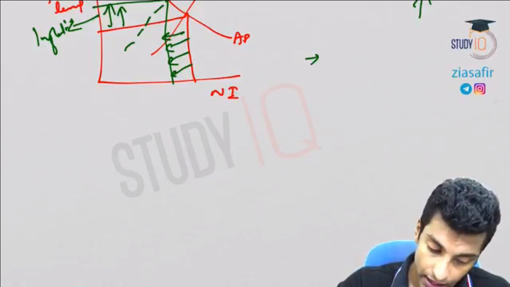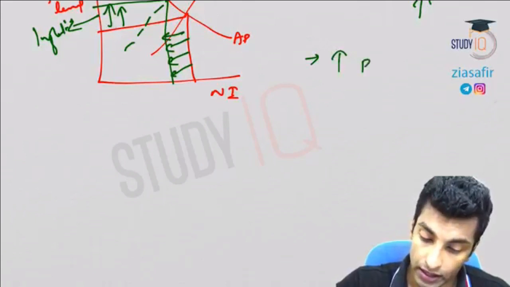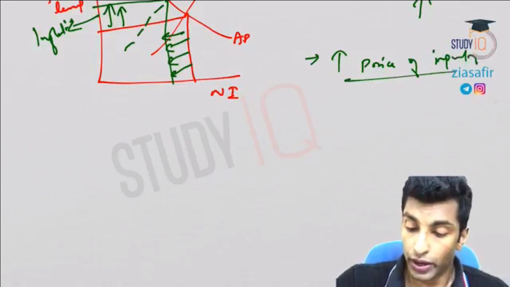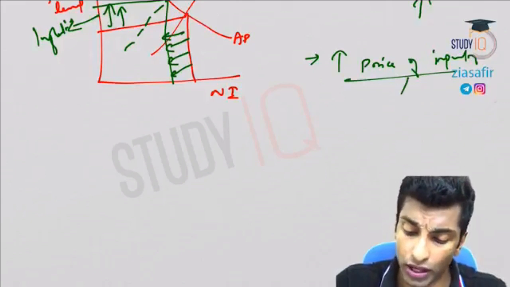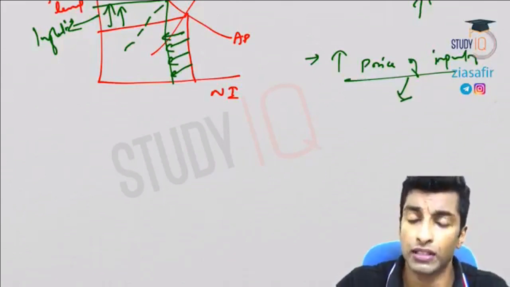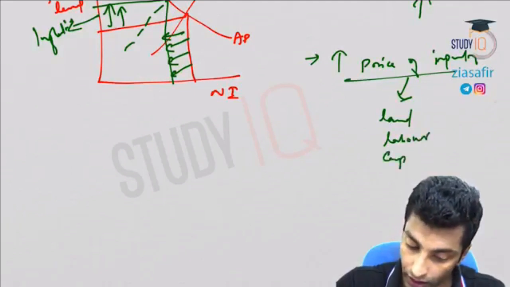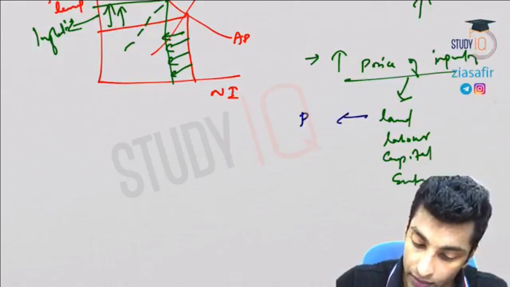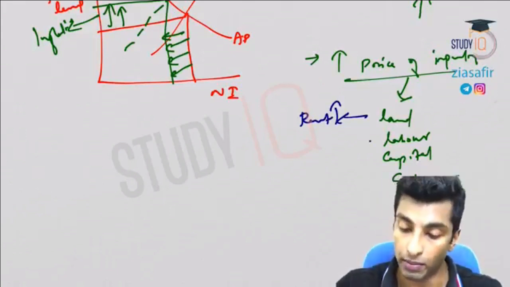So first one, the reason is increase in cost of production. So increase in prices of inputs will result in increase in cost of production. What are the different factor inputs that we have discussed? Land, labor, capital, entrepreneurship, right? So land means you have to pay rent. So if rent increases, cost of production increases, so supply will come down.